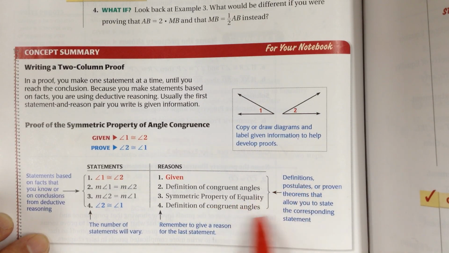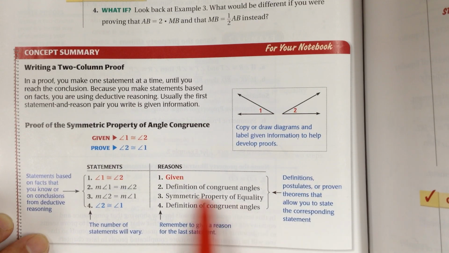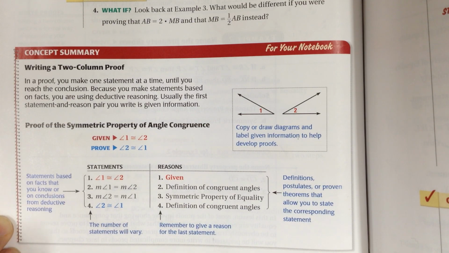So again, over here you can use definitions, postulates, or proven theorems that allow you to state the corresponding statements. And okay, also remember to give a reason not just for the last statement, but for every statement you have to give a reason. Okay. And the number of statements will vary. Depends on the proof. Sometimes the proof can have only a few steps. Sometimes it can have a lot of steps. Okay.